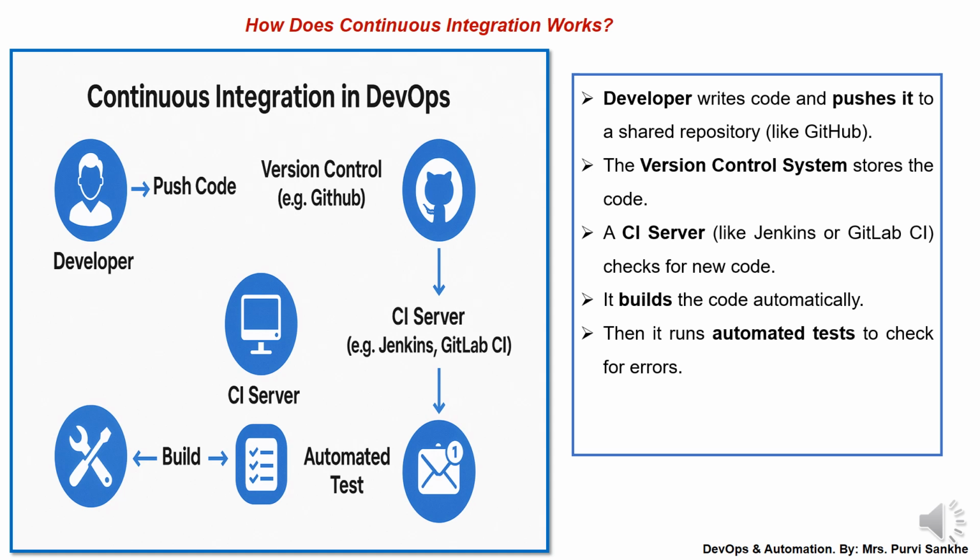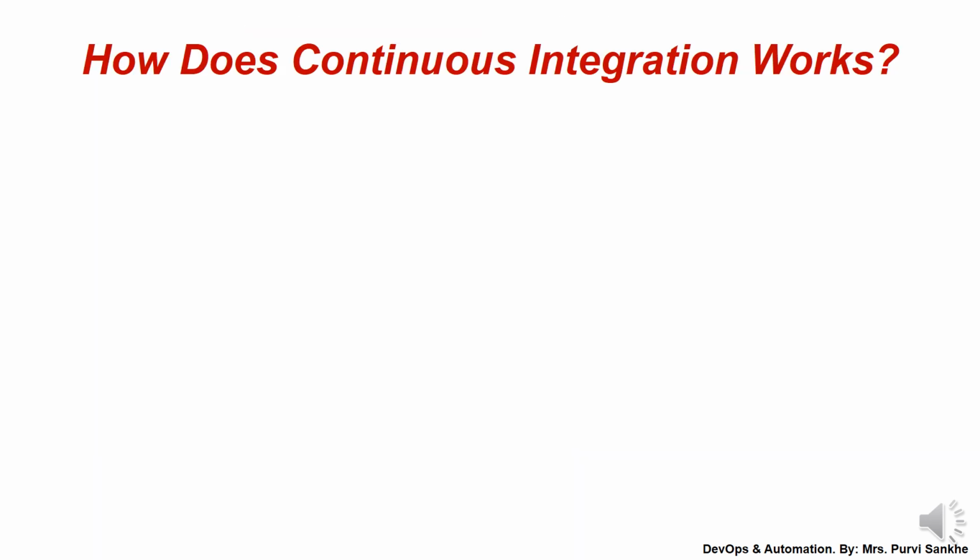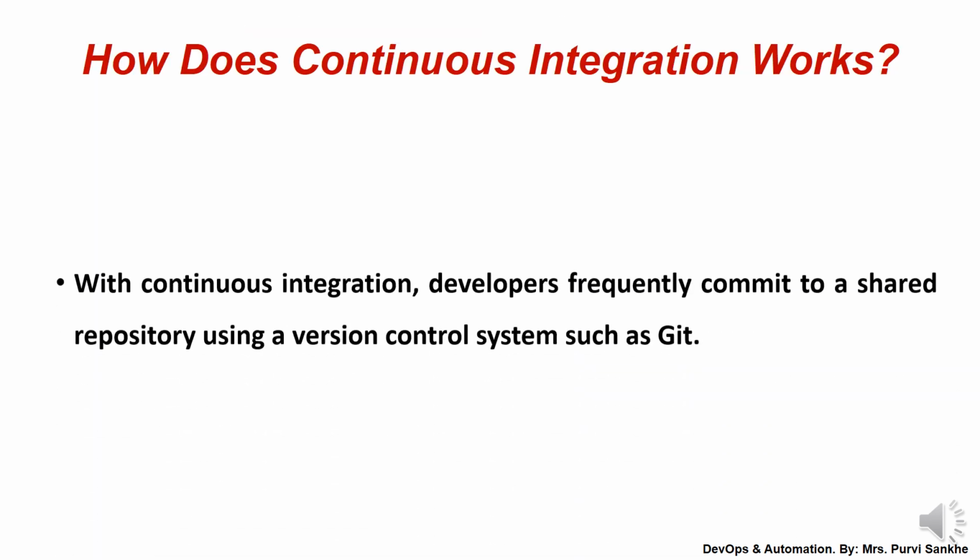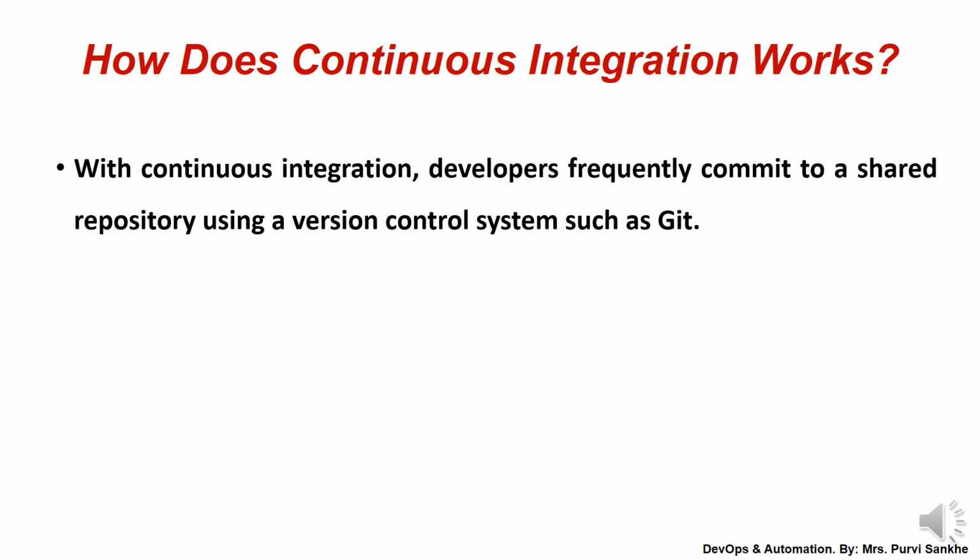Okay, this was the flow shown to you. If everything works properly, it sends a notification like an email to the team that the test has been done and the code is error free or bug free. Okay. How does continuous integration work over here? With continuous integration, developers frequently commit to a shared repository using the VCS systems, using any of the tools, Git, GitHub or GitLab, etc. Okay.